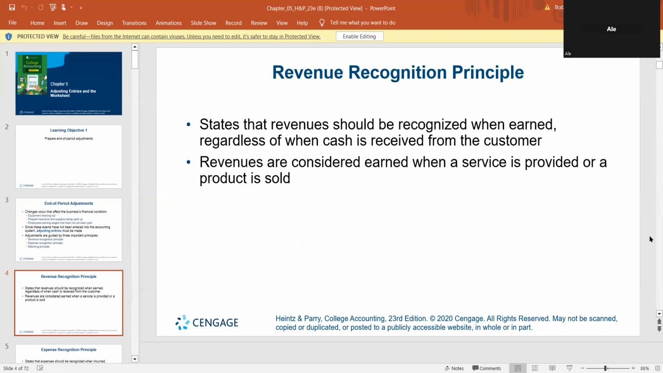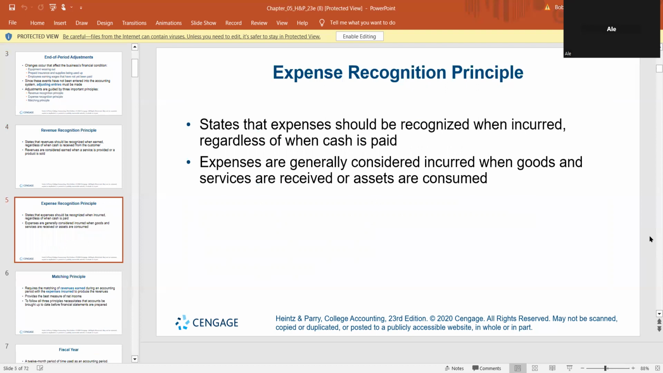Revenue recognition principle. This we should know already, huh? Revenues recognized when they are earned, when they take place, regardless of when the cash is received. If I sell you something today and you're not supposed to pay me for 2 months, today is when I record that sale. I earn that sale today. Revenues are considered earned when a service is provided or you move the product. Same thing with expenses. They are recognized when incurred, regardless of if there's any cash involved. Expenses are generally considered incurred when the goods are received or assets are consumed.